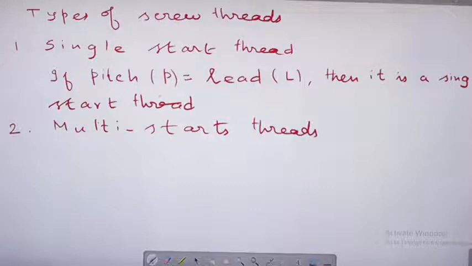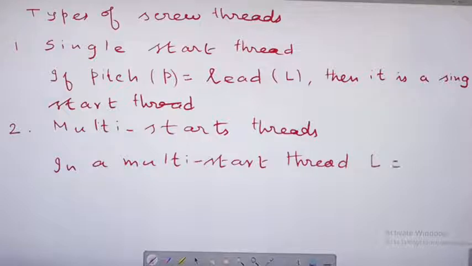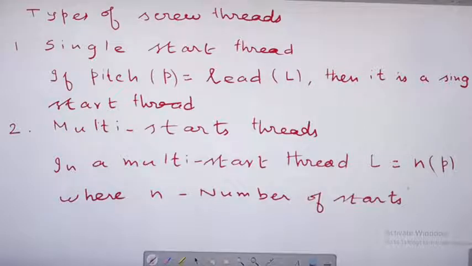For one complete turn of the screw, the advancement of the screw is known as lead. In a multi-start thread, lead L is equal to N times the pitch, where N is the number of starts. In a two-start thread, we have two times the pitch. This multi-start thread is used in applications where we need quick movement of the thread inside the hole.